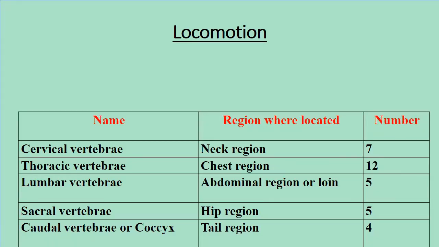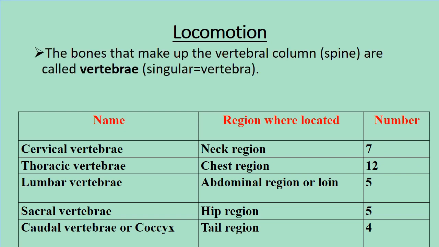Next we can take a look at the bones that make up the vertebral column, which are called vertebrae. The singular of vertebrae is vertebra. The spine is the backbone. The backbone is not made up of one bone. It is made of different bones which are connected by means of discs that are called vertebral discs.